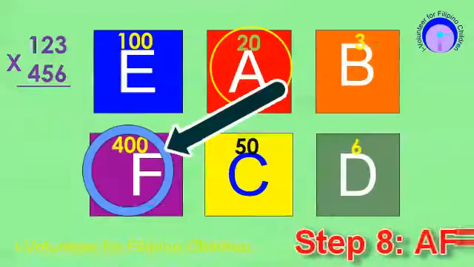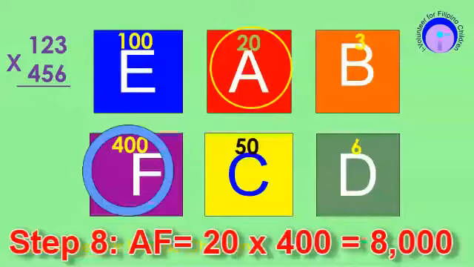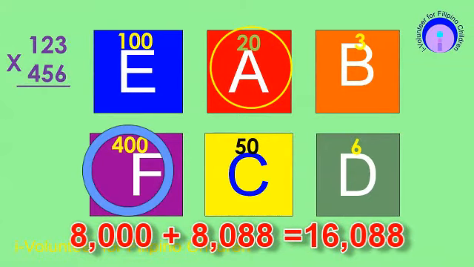Step 8 is finding the product of A and F. 20 times 400 is equal to 8,000. 8,000 plus 8,088 is equal to 16,088.